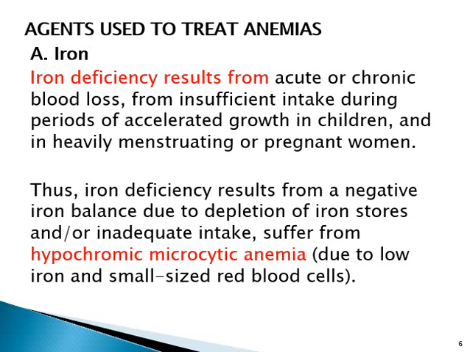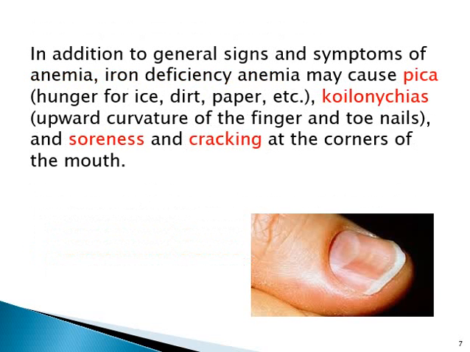Thus, iron deficiency results from a negative iron balance due to depletion of iron stores and/or inadequate intake, with patients suffering from hypochromic microcytic anemia. This occurs due to low iron and small-sized red blood cells. So the body cannot maintain the deficiency because the amount of iron taken is less than the amount consumed by the body.